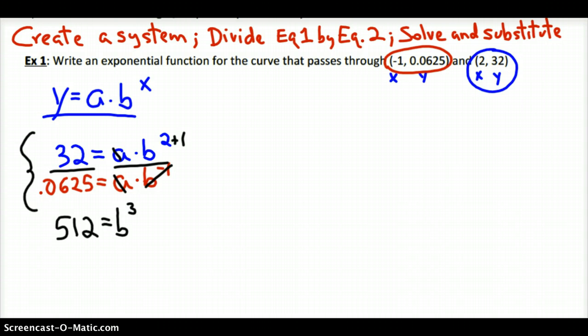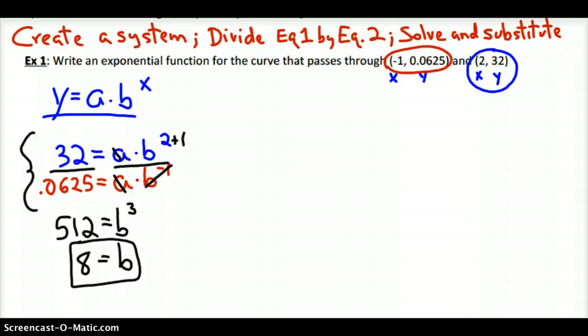Now on your power card, you should have 512 as an integer cubed, and it in fact comes out that b equals 8. So we got a pretty nice number here. Sometimes this can be an integer, sometimes it can be a fraction, sometimes it's a decimal. So in this case, we had a pretty good situation.